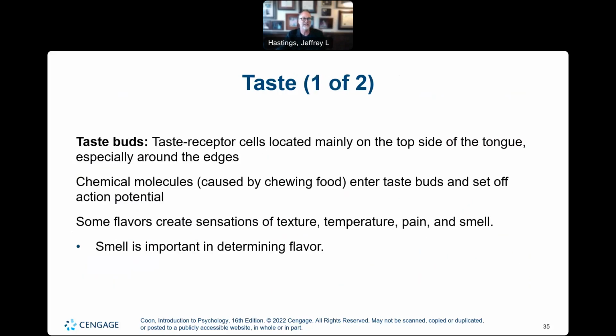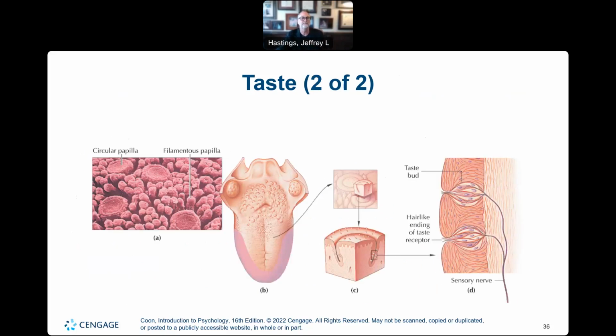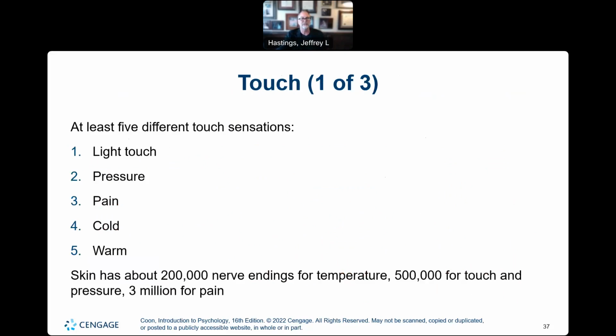And then, of course, we go to taste buds. There are taste receptors located mainly on the top side of the tongue, especially around the edges, responding to chemical molecules. Another thing is that smell is a big part of our taste too, for flavor. And there are five different sensations for touch: light touch, pressure, pain, cold, and warm. The skin has about 200,000 nerve endings for temperature, 500,000 for touch and pressure, and 3 million for pain. Isn't that wonderful? But pain is necessary because it tells us that something is wrong, something's infected, something not to use because of the injury. So pain is, of course, a very necessary part of our survival.